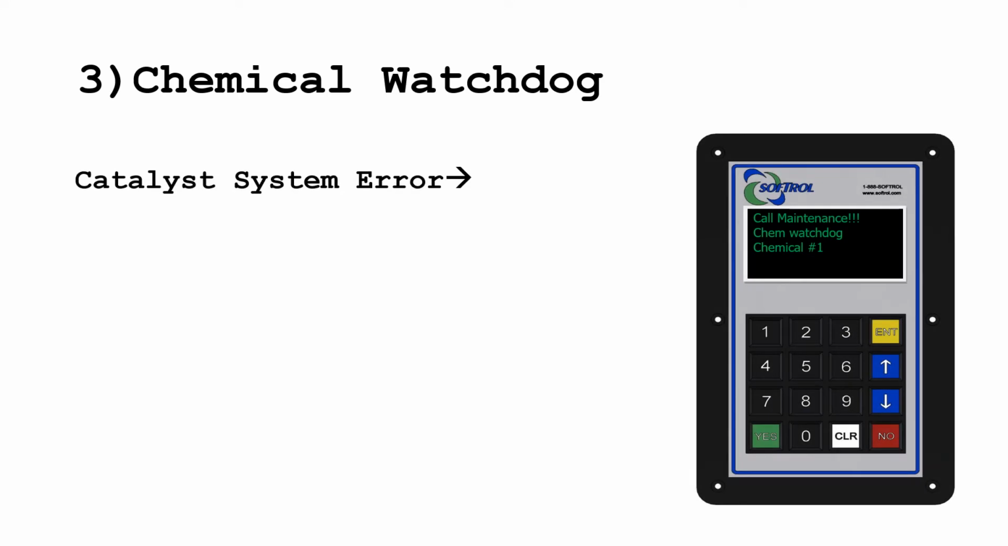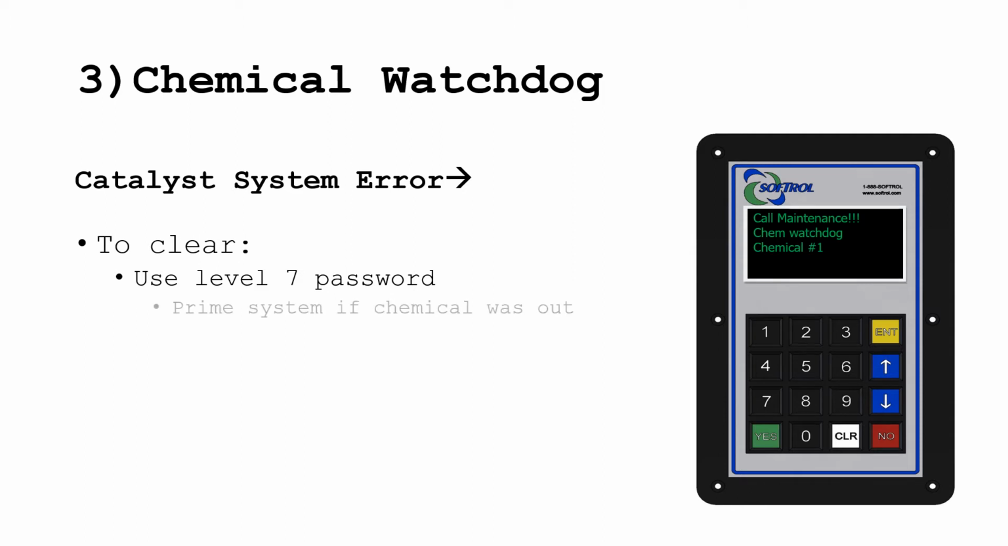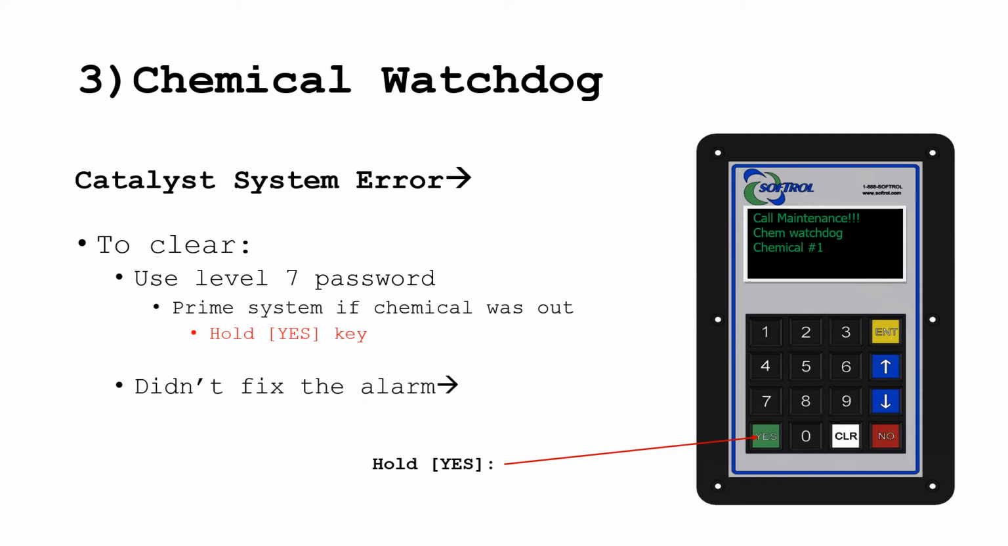If it is a catalyst system error, clear it by entering the level 7 password to reset the system. If the system was out of chemical, change the drum and prime it before beginning normal operations by holding down the yes key. If the system was not out of chemical and the alarm is triggered again, it is most likely a hardware error, which is addressed later in the video.